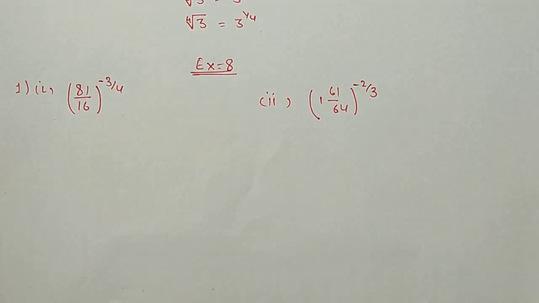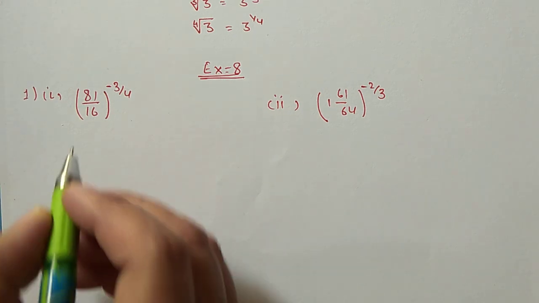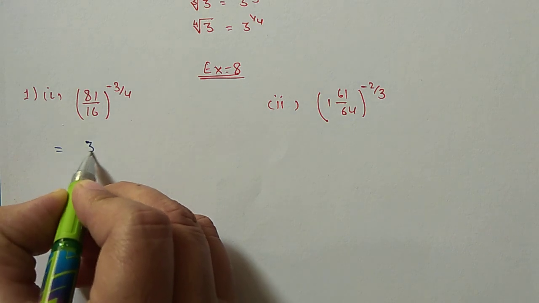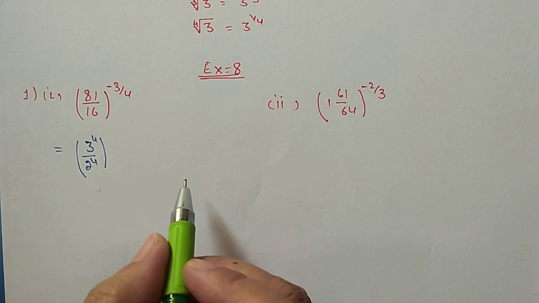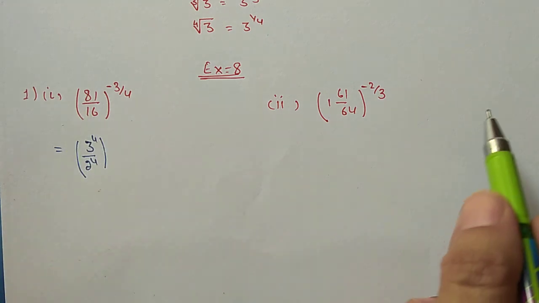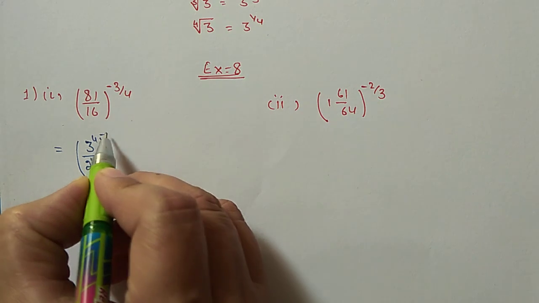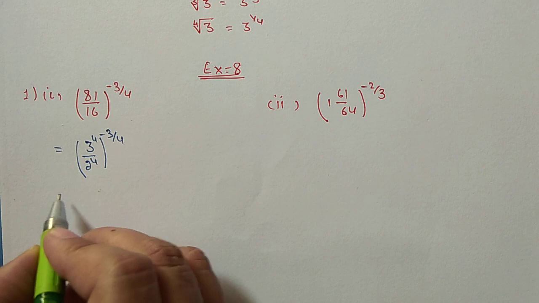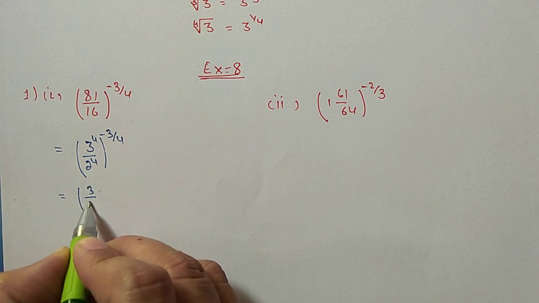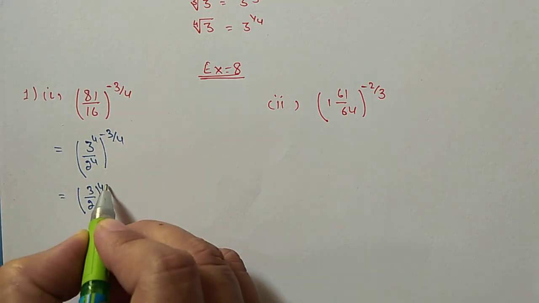First question we have 81 by 16 whole to the power minus 3 by 4. So first you have to change this number into the exponential form. 81 you can write as 3 to the power 4 and 16 you can write as 2 to the power 4. If you are able to do it directly, do it directly, otherwise do the prime factorization and then you can do. Minus 3 by 4. 3 to the power 4, 2 to the power 4, this we can write as 3 by 2 whole to the power 4 and this power is there outside.